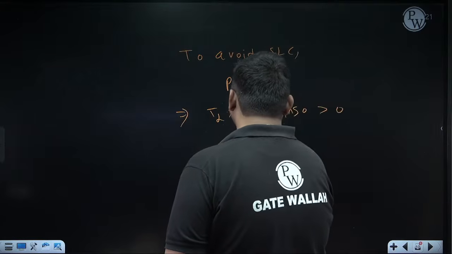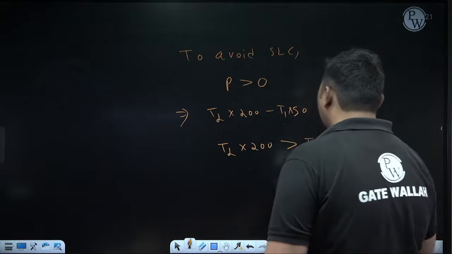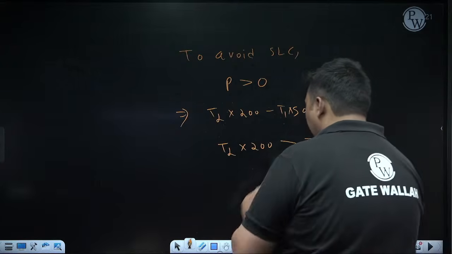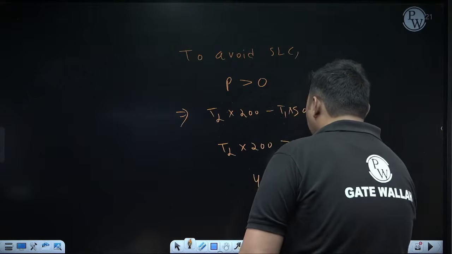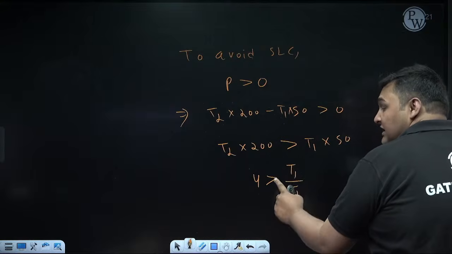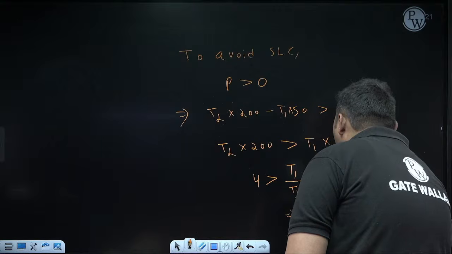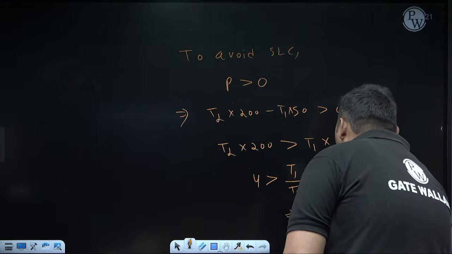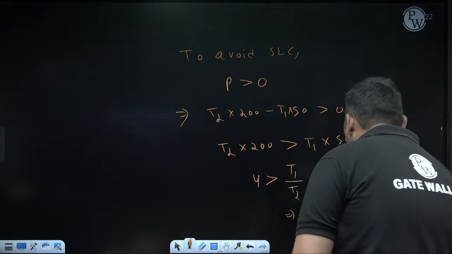From this T2 into 200, can I say it must be greater than T1 into 50? Do the calculation carefully. If you shift 50 to the other side, 200 by 50 is 4, which must be greater than T1 by T2. So you can see on the side of T1 by T2, a less-than sign is coming. So can I say T1 by T2 must be less than 4, and T1 by T2 is nothing but e to the power mu theta. So e to the power mu theta must be less than 4.